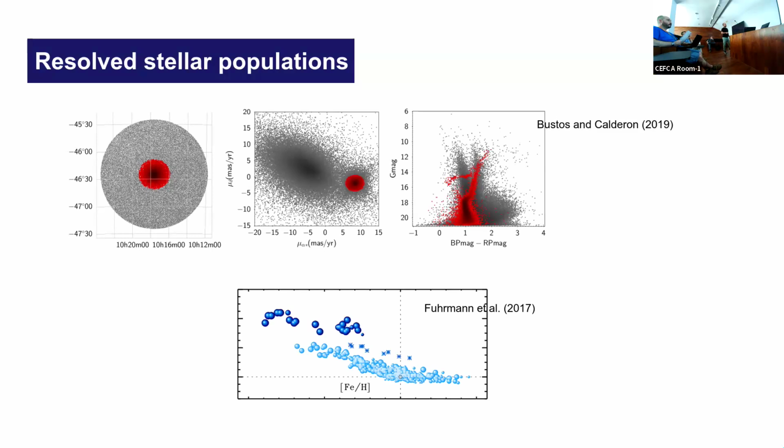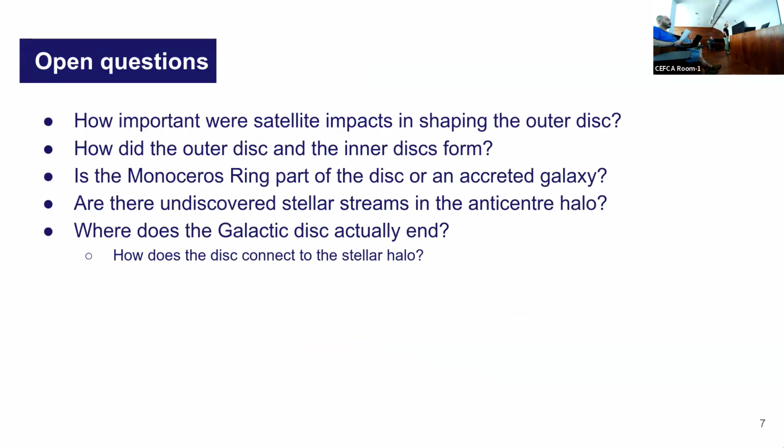For example, you can characterize them as overdensities in the sky, as overdensities in the proper motion space, or you can also detect them or distinguish them in the color magnitude diagram. And the chemical space is one of the most useful plots to distinguish different stellar populations, because as you saw in the previous slide and here, the populations are very well separated in this kind of plot.